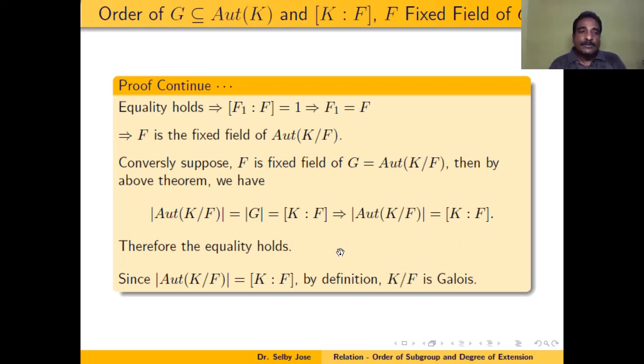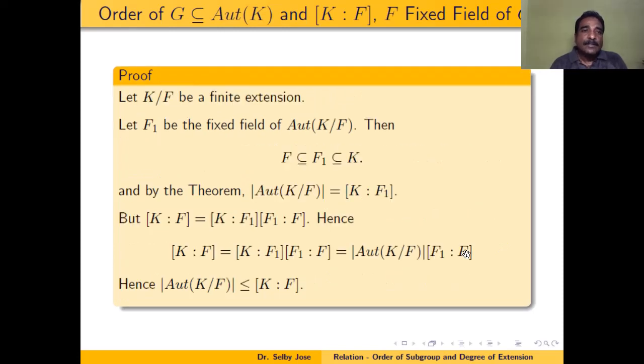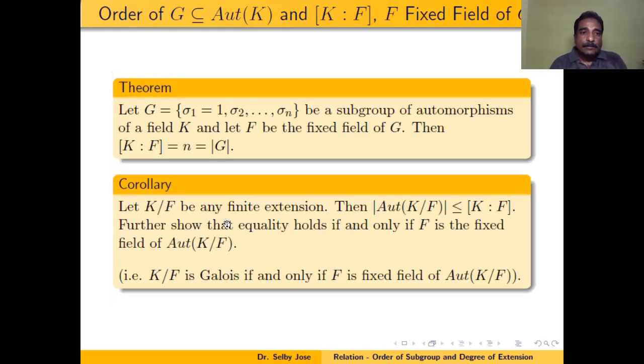Therefore, the equality holds, and since the order of the automorphism group of K over F is equal to the degree of extension K over F, by definition, K over F is a Galois extension. Therefore, we proved that if K over F is a finite extension and the order of the automorphism group of K over F is equal to the degree of extension K over F, then K over F is Galois if and only if F is the fixed field of the automorphism group of K over F.